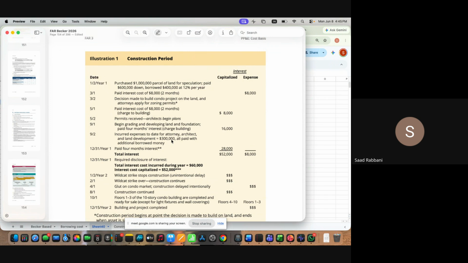No. ठीक है, तो वॉट एवर इंटरेस्ट यू हैव इनकर्ड, तो आपने 1 मिलियन का लैंड परचेस करने के लिए अपनी पॉकेट से 600 के दिया, और 400 के का आपने लोन लिया। वो लोन के ऊपर आपने 8000 का इंटरेस्ट पे किया। सो कैन यू कैपिटलाइज द इंटरेस्ट और विल इट गो टू P&L?